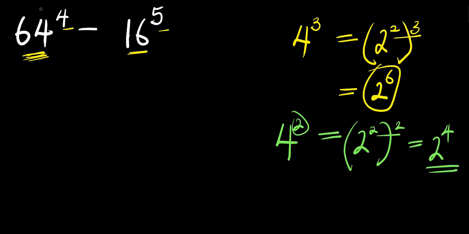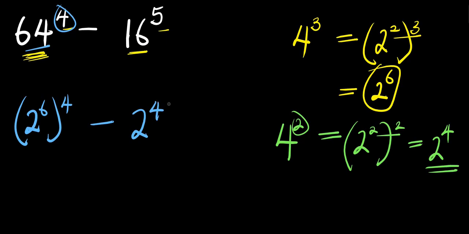So let's replace them here. For 64, we have 2 to the power of 6. And we have 4 here. This is raised to the power of 4. Minus 16. We have 2 to the power of 4. And this is raised to the power of 5.